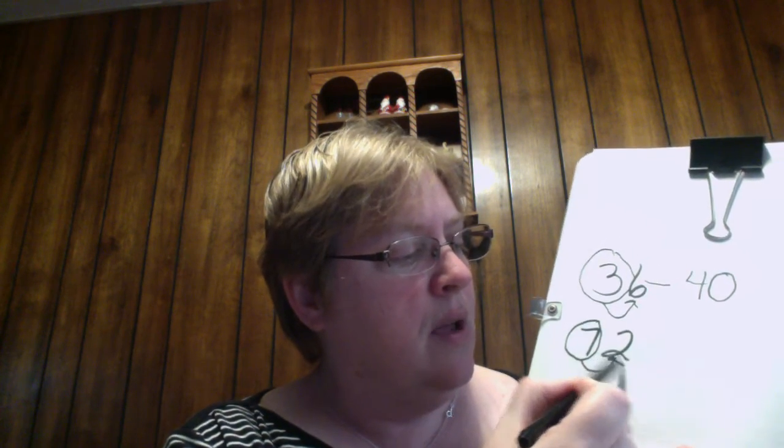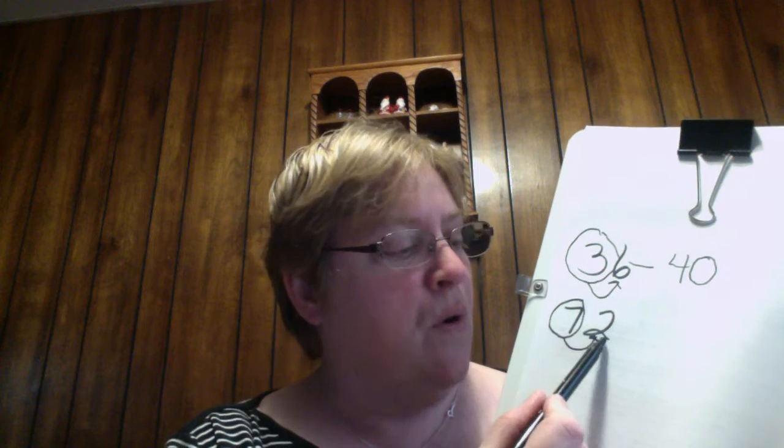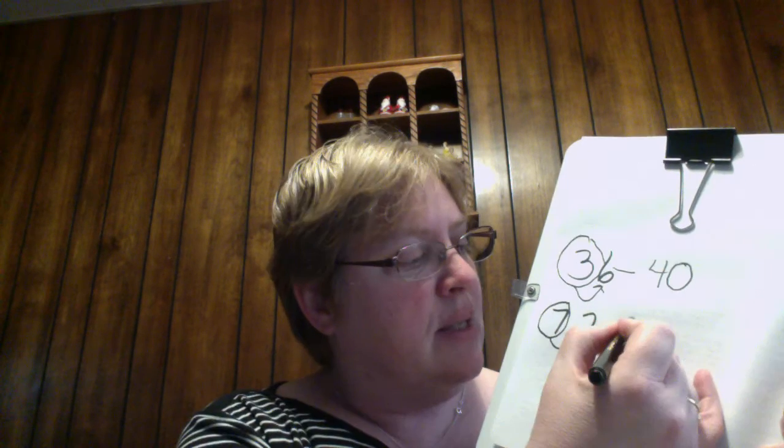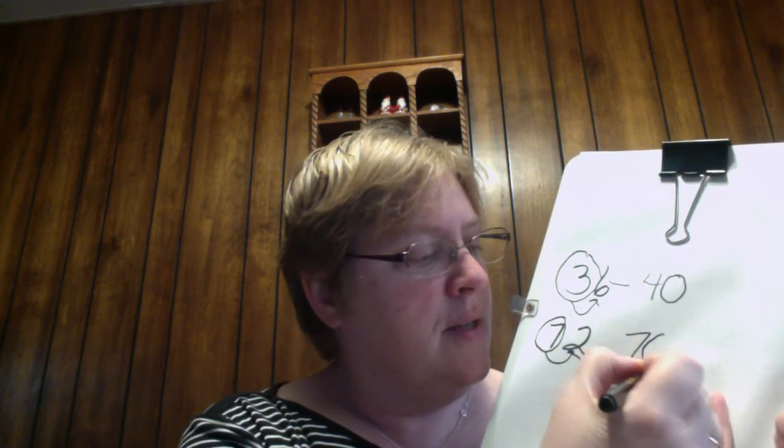Let's try another one. Let's say I have 72 and I want to round to the nearest 10. I circle, I find the place, I look next door. If it's 5 or bigger, I add one more. If it's 4 or less, I let it rest. So I'm going to keep it at 7, and then everything after is a 0. So 72 rounded to the nearest 10 is 70.